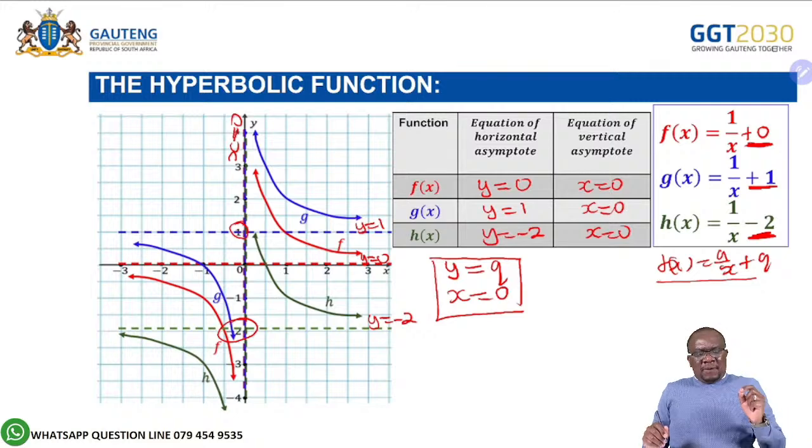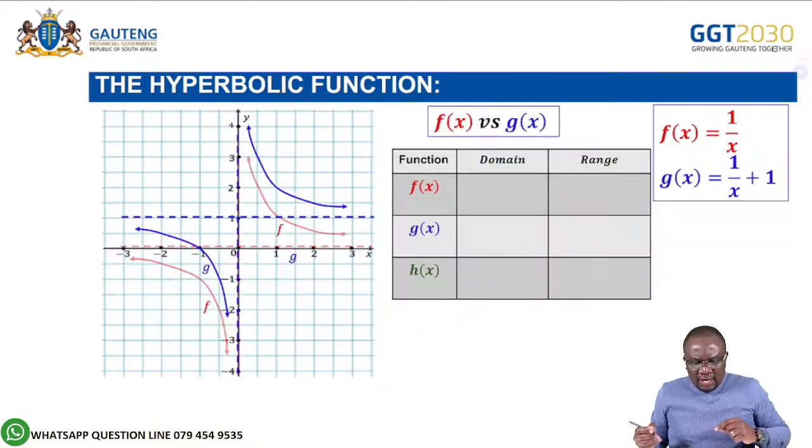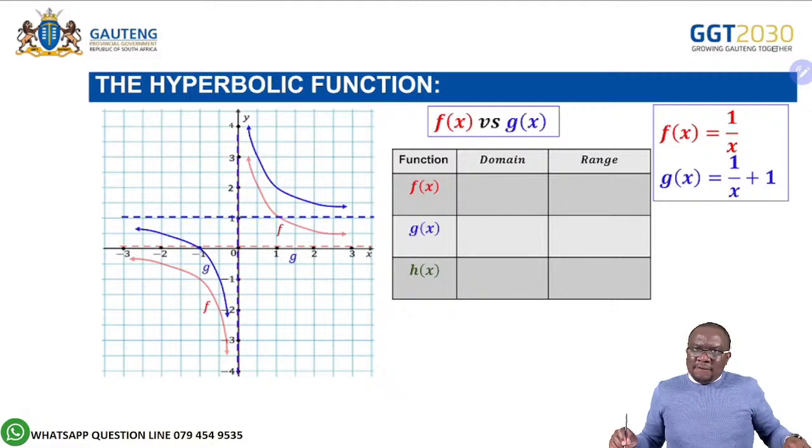Now, because of time, I'm going to give you 1 minute for discussions so that we can cover more things. Let's discuss the next thing. I want us to talk about the domain and range for these three graphs for 1 minute. After 1 minute, I'll come back. Let's do it.